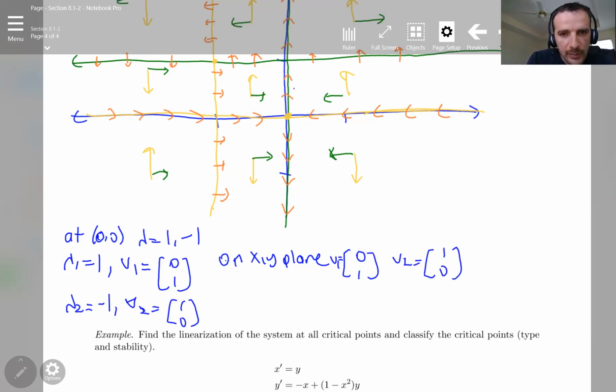And since the eigenvalue is positive, the direction of the arrows should be pointing away from the origin, as it happens here. And for the other one, (1, 0), it is this x-axis, but the eigenvalue is negative. So what do we have? Then the arrows are directed toward the origin, not away from the origin. Yes, actually we got those arrows already here, right? That's why this point is an unstable saddle point.